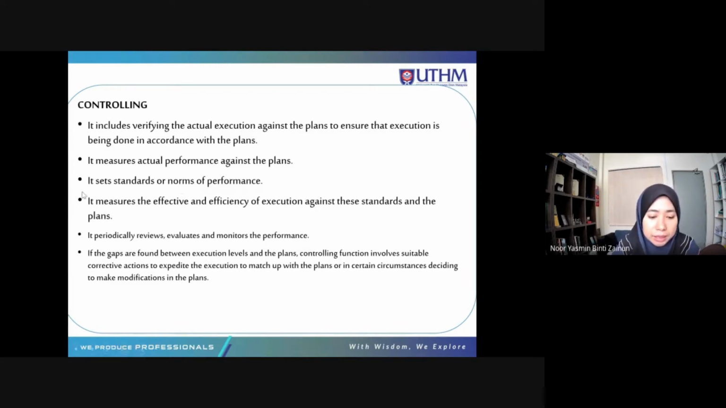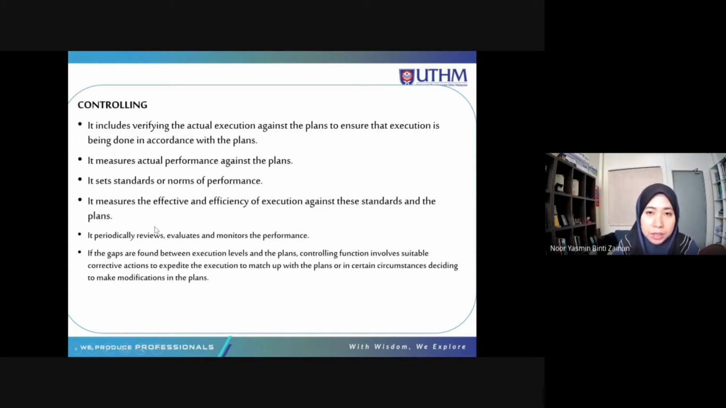And then it sets standards on norm of performance, whether our project is delayed or on progress. So we do the comparison of the plans and actual progress. It measures the effectiveness and efficiency of execution against this standard and the plans.